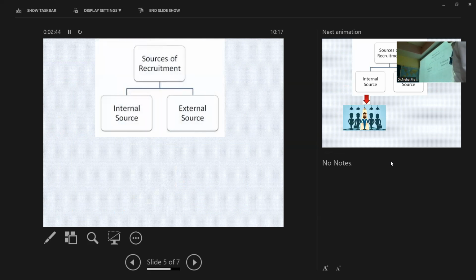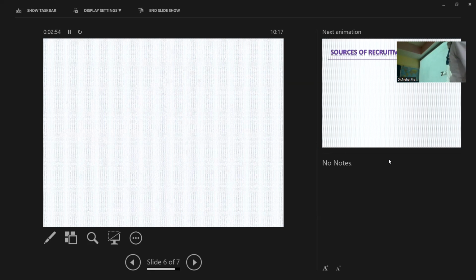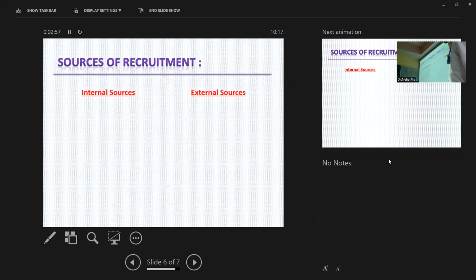And now, sources of recruitment. First is internal source, and second is external source. Now we can discuss internal sources and external sources. First we will discuss internal sources.